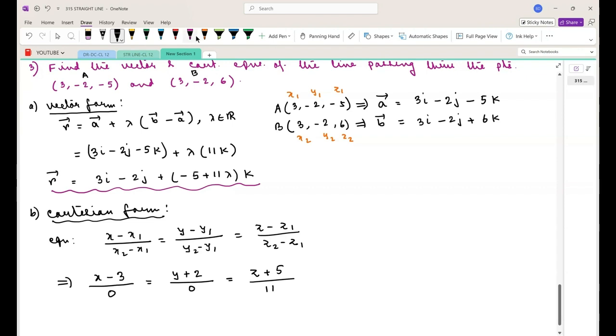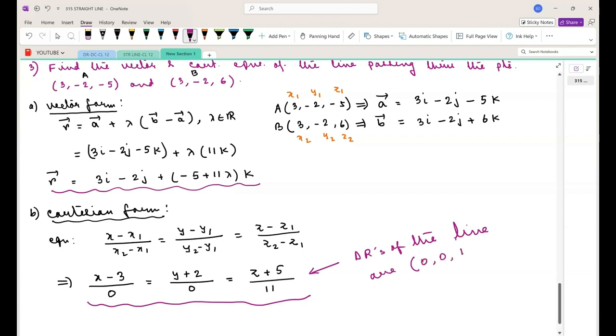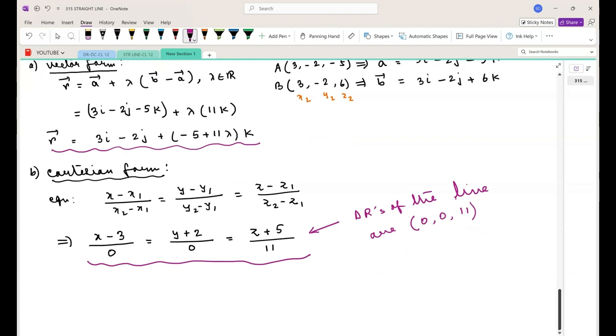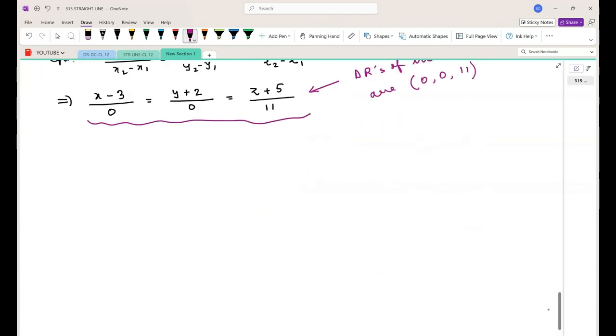Okay, so this is my answer in the partition form. So note here that the DRs of the line whose equation we found just now are 0, 0, 11. Okay, it is not division by 0. So that is sum number 3. Now let's go to sum number 4.